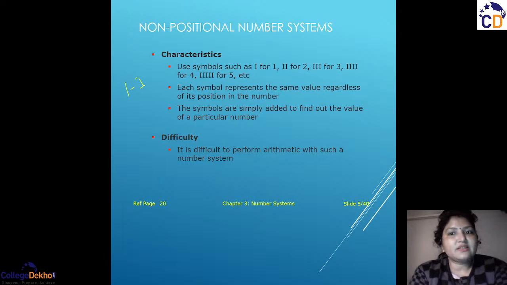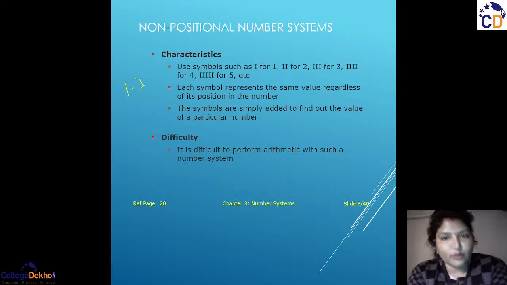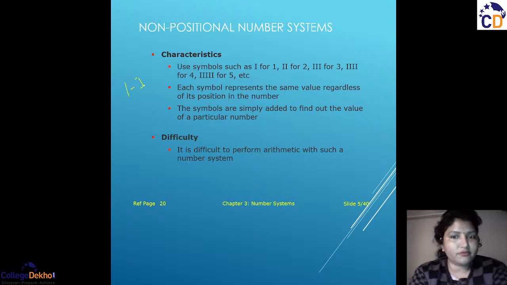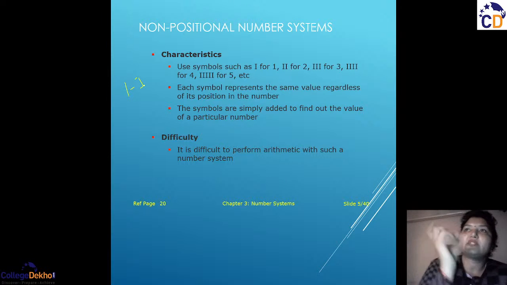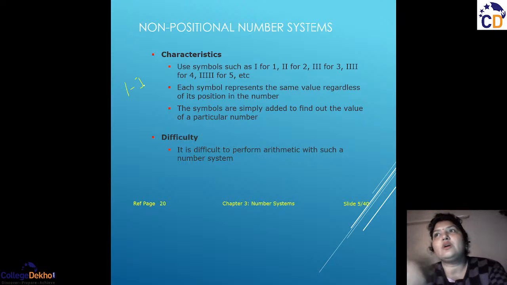Each symbol represents the same value regardless of its position in the number. It does not matter what the position of the symbol is, we are just representing it with the same value. The symbols are simply added to find out the value of a particular number. So we just add those Roman numbers to find out the value. It is very difficult to perform arithmetic operations with such a number system, because the representation style is like this, so how do we manipulate these numbers? It would be a difficult task.